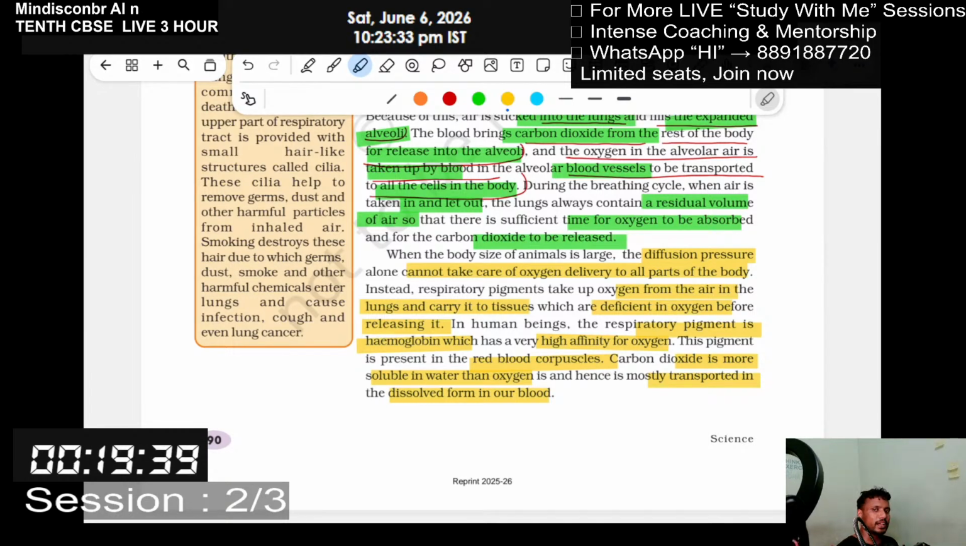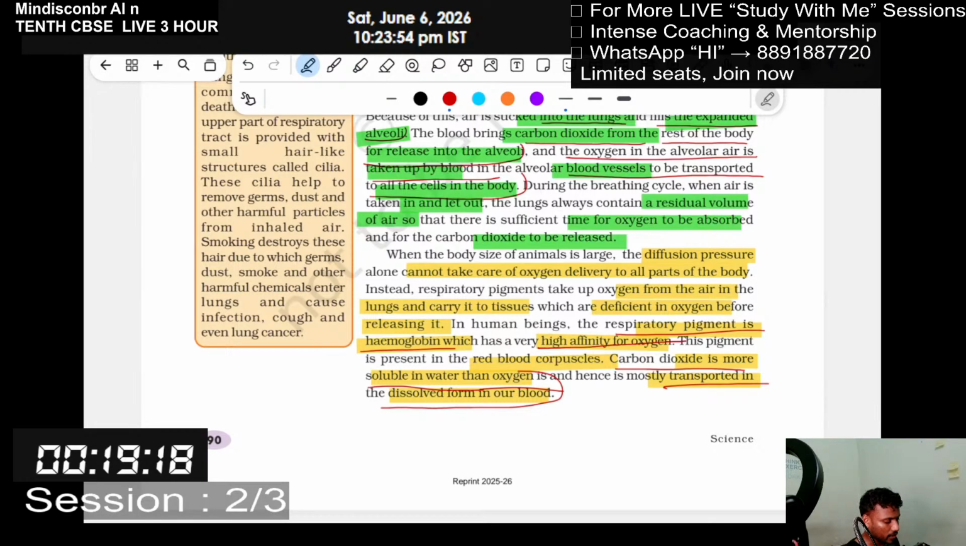So, comparing two gases, carbon dioxide and oxygen, which is more soluble in water? Carbon dioxide has more solubility in water. Carbon dioxide is more soluble in water than oxygen, and hence it is mostly transported in the dissolved form in our blood. Also, in human beings, the respiratory pigment is hemoglobin, which has high affinity for oxygen. This pigment is present in RBC.